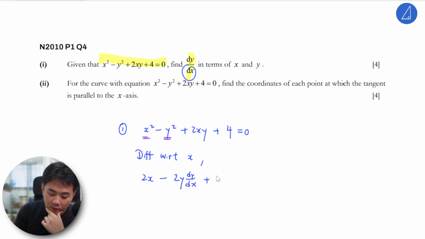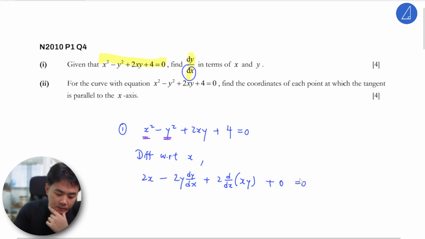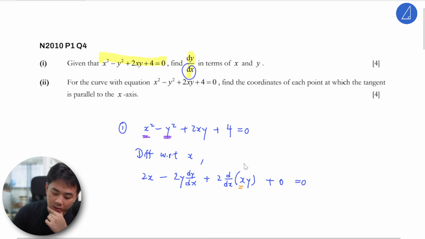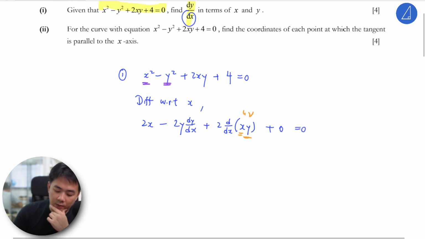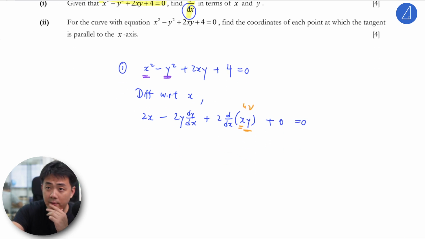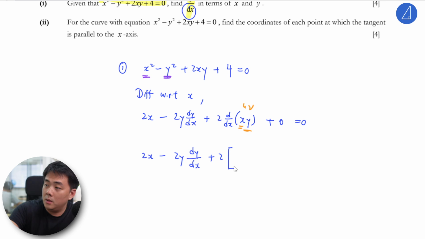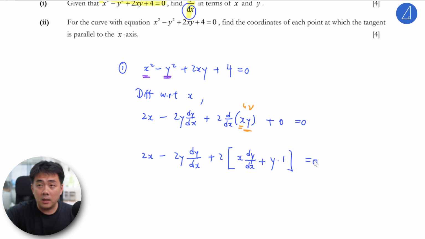Then for the subsequent one, this one we have to be slightly careful. We need to use the product rule. Differentiating 4 is just 0, it's just a constant. So this term is a uv. You use the product rule: differentiate the one on the left, keep the one on the right, plus keep the left, differentiate the one on the right. So u dv/dx is x times dy/dx, plus y times dx/dx, which is 1. Then this is 0.